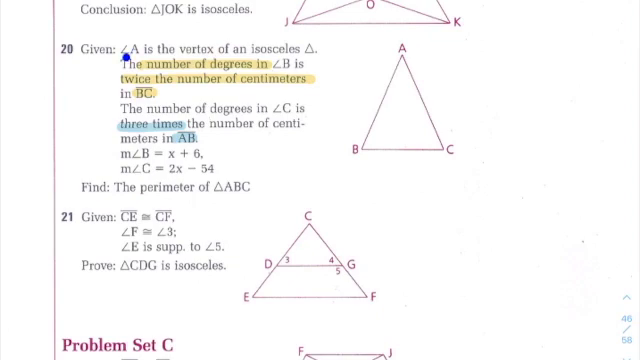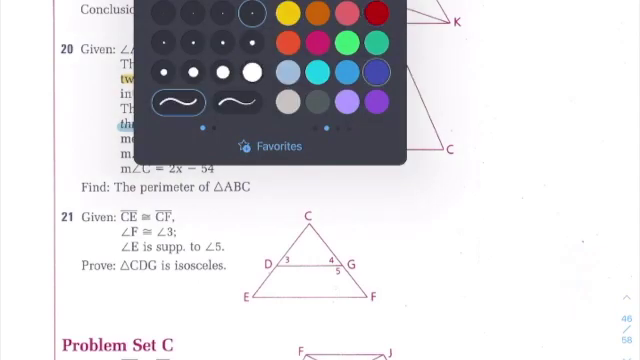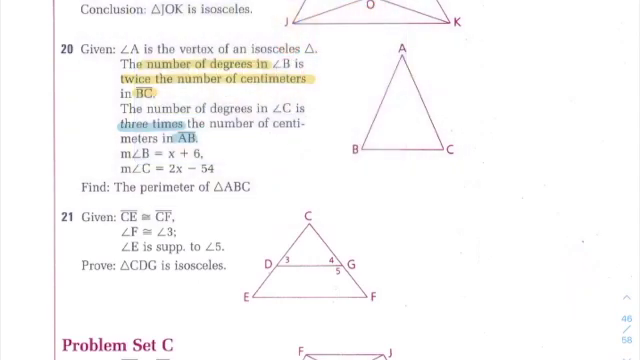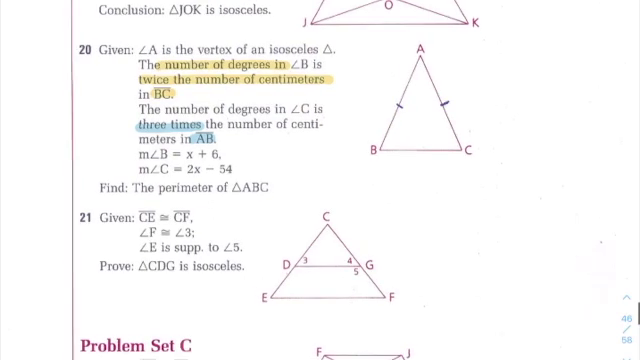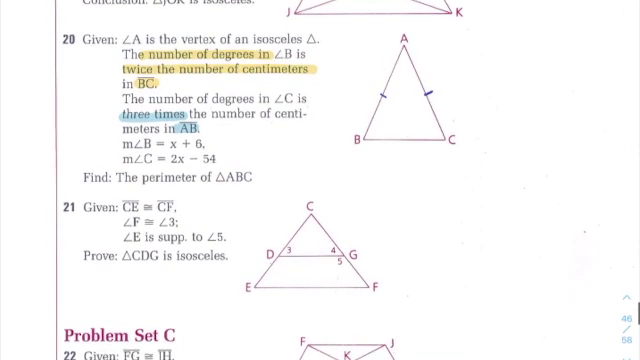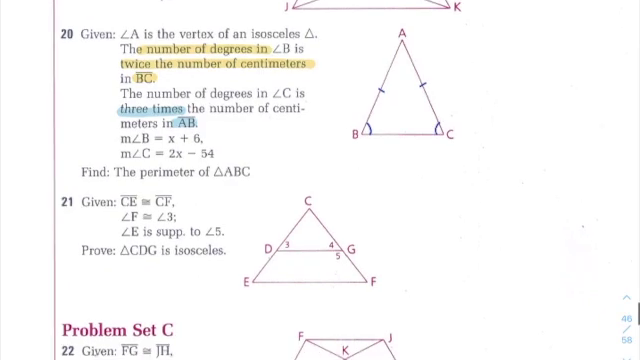It says angle A is the vertex of an isosceles triangle. So first, I would take that and think, what does that mean for what we know to be congruent here? I know AB and AC are going to be the legs since the vertex is A. That means the base congruent angles will be angle B and angle C. So going into the problem, it is helpful to know that AB and AC are going to have equal measures.